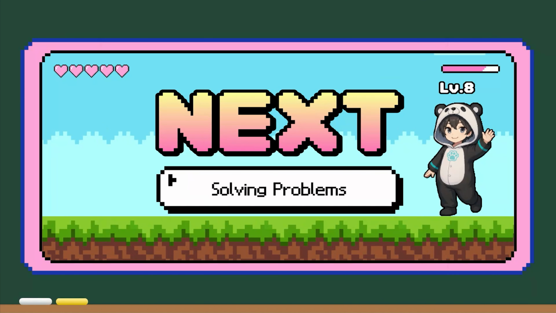Today, we learned how to find the least common multiple using prime factorization. In the next lesson, we'll solve several problems to review what we've learned and go a bit deeper.